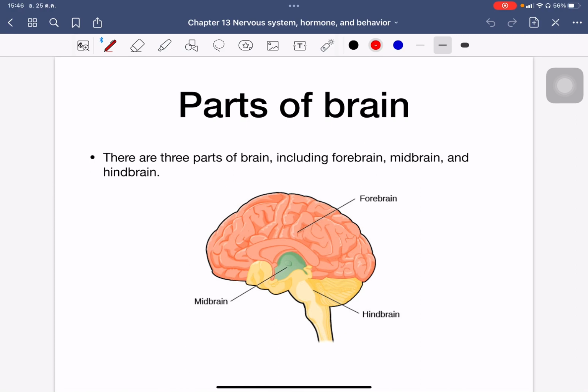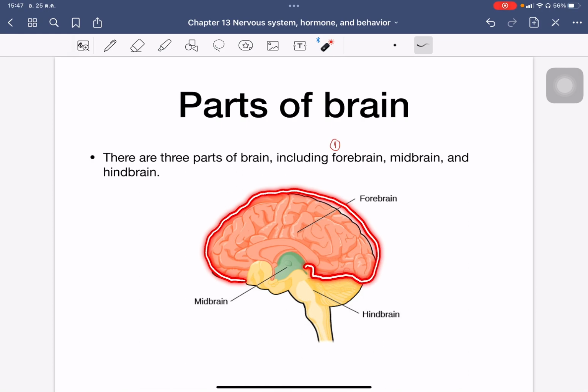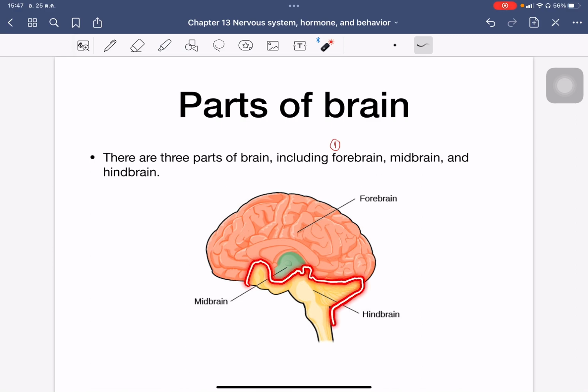So the brain here is composed of three different parts. The first one is the forebrain. The second one is the midbrain in the middle, and the hindbrain is the third one here. The forebrain includes this area on the top here. And after that, here we have the midbrain at the center, the green one. And the yellow one here indicates the area of the hindbrain.